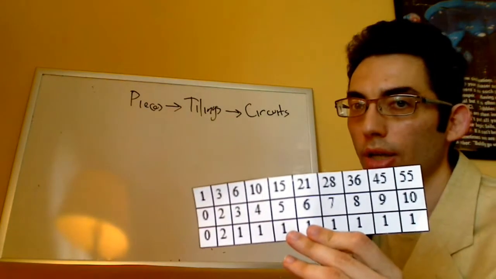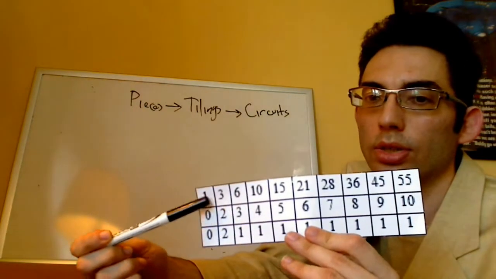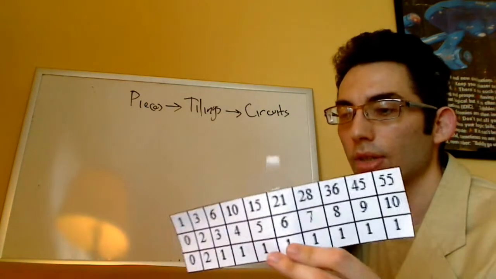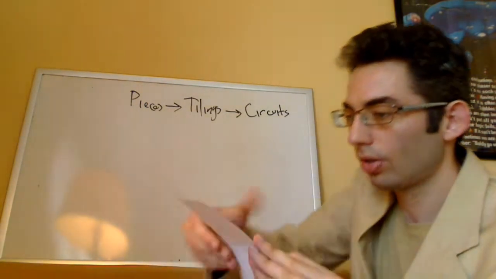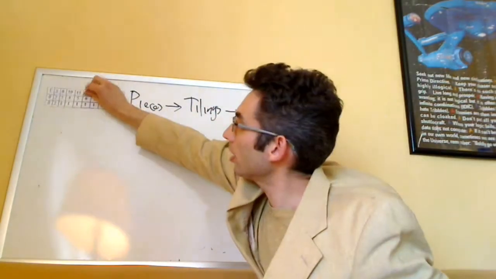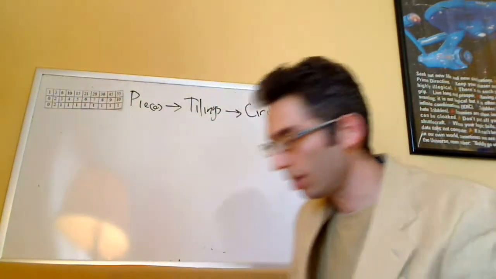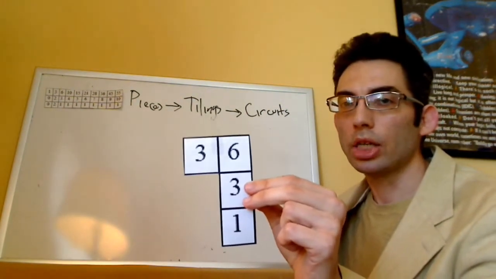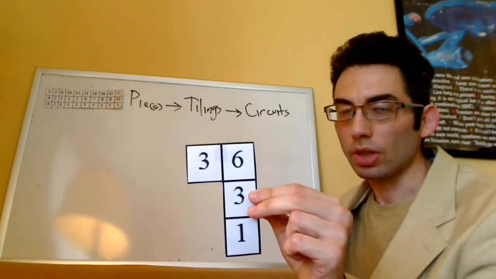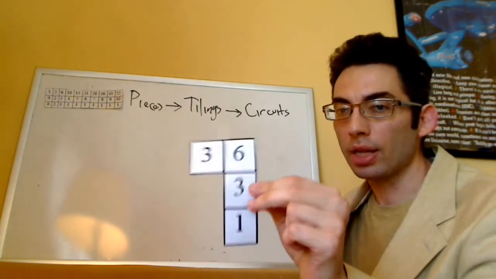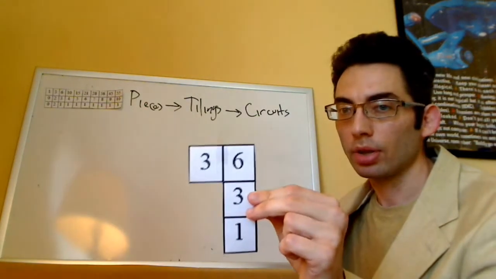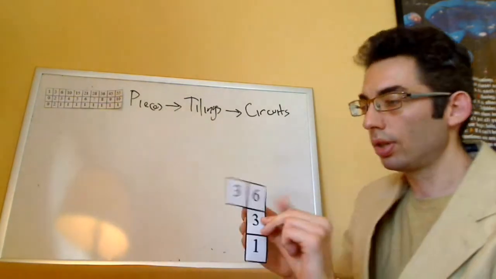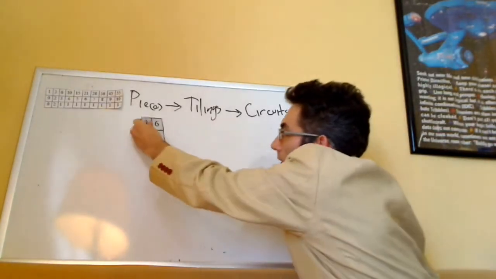So here's one already. 3, 6, 3, 1 adds up to 13. So we're just going to put this here, and here is the polyomino. This is an L tetromino because there are 4 boxes, and we're picking this because this adds up to a prime number. 3, 6 is 9, plus 3 is 12, plus 1 is 13. So here are our pieces.